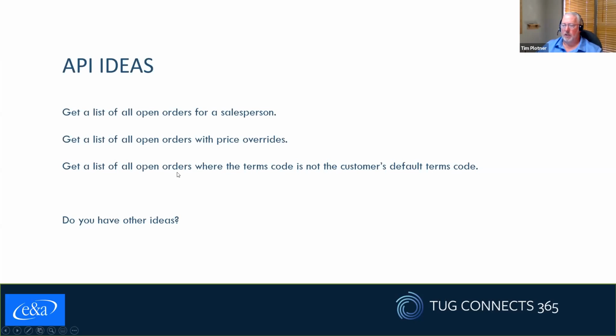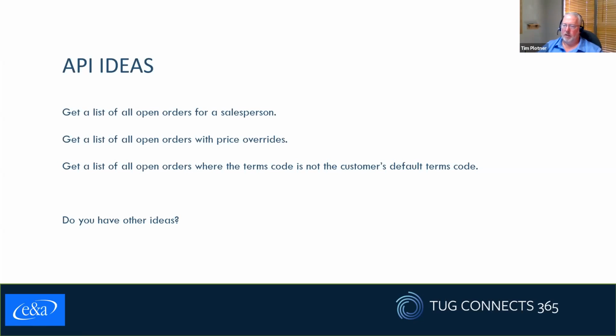You could have a modification that said, as soon as they save the document with a terms code that is not the default terms code, generate an alert. So where the API comes into place is if you need to get that information from some external system. The external system needs to get it from FACTS, versus you within FACTS just needing to know about it. So that's some ideas for APIs.